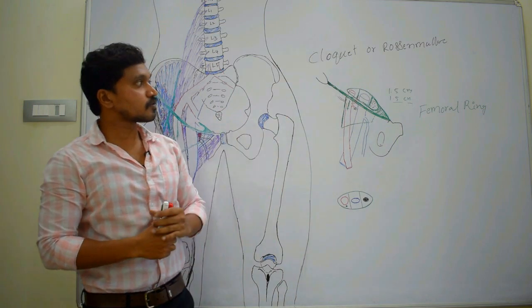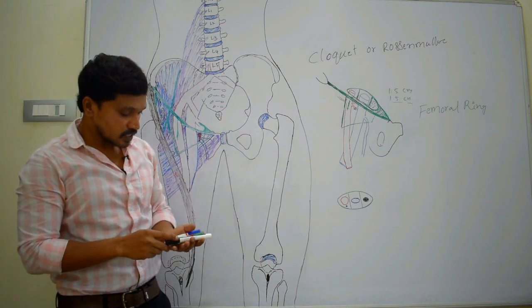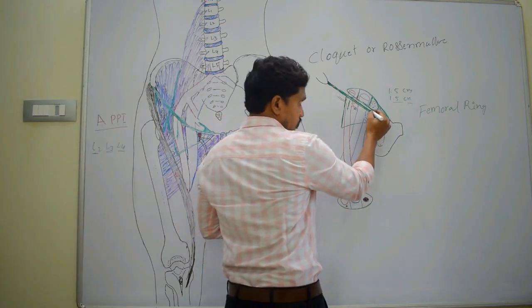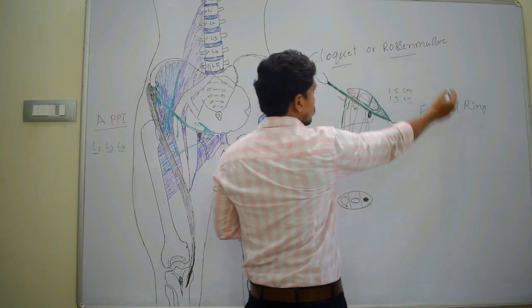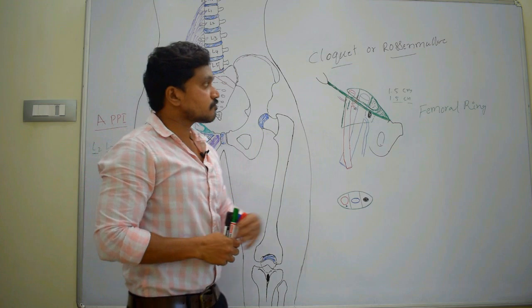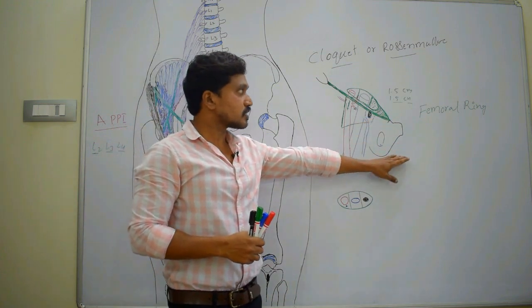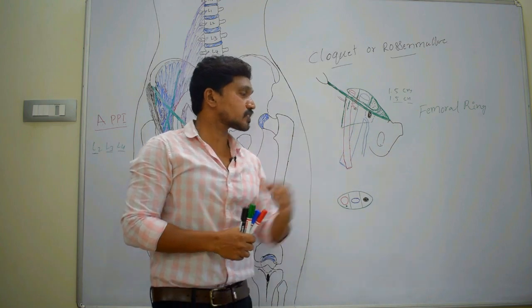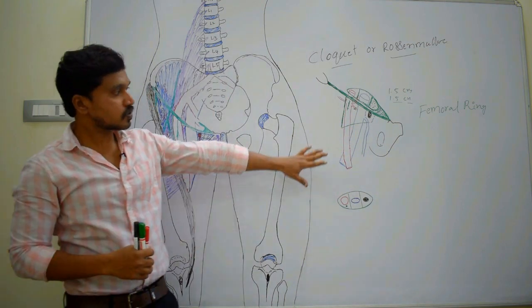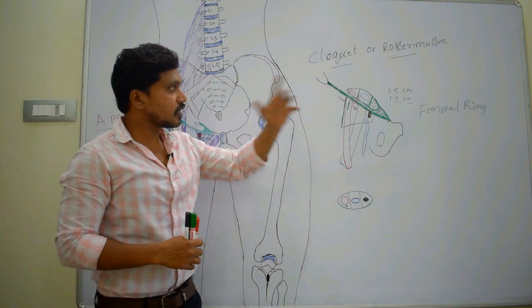This is about the femoral canal. Within the femoral canal, what is present? See this lymph node. What is this lymph node? The lymph node of Cloquet, or lymph node of Rosenmuller. It drains lymph from the glans penis in males, the glans clitoris in females, and also from the superficial inguinal group of lymph nodes. So this is about the femoral canal.